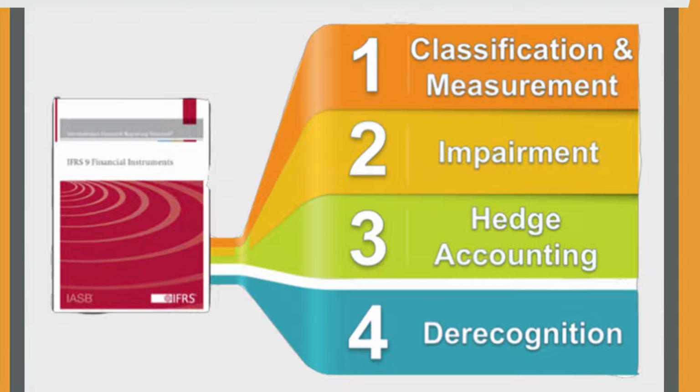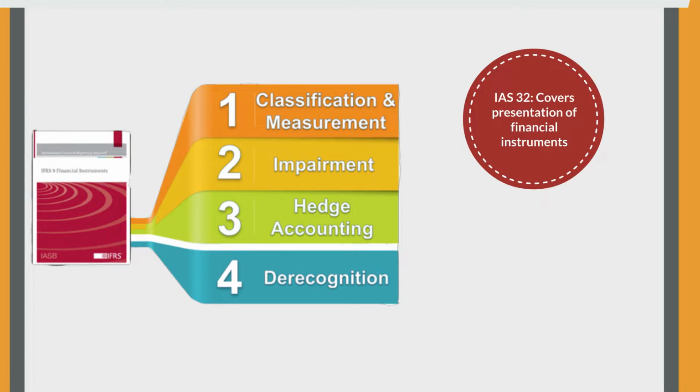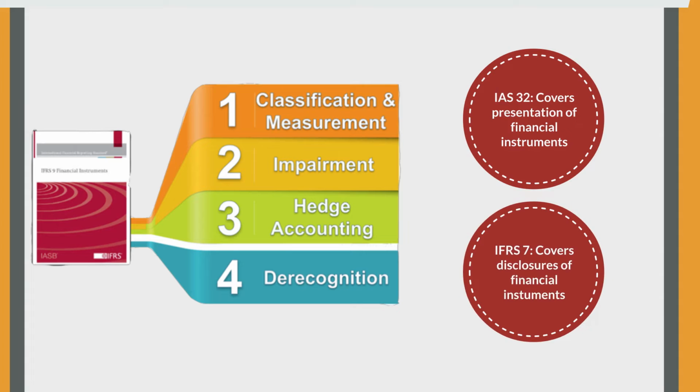For the financial instruments in its scope, IFRS 9 includes guidance on classification and measurement, impairment, hedge accounting, and derecognition. It is important to note that several other IFRS standards also include guidance on financial instruments. For example, IAS 32 covers presentation of financial instruments, and IFRS 7 covers disclosure of financial instruments. Let's begin our journey to explore the accounting for financial instruments.